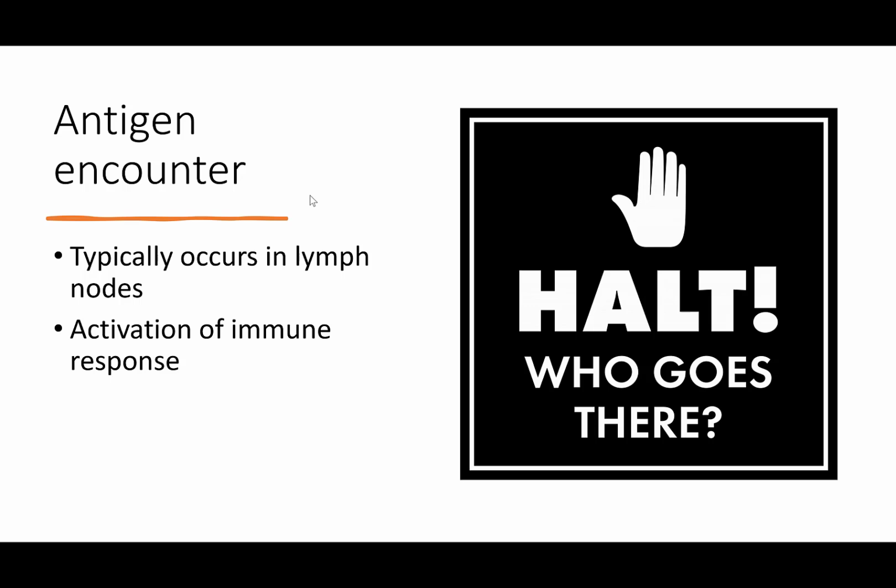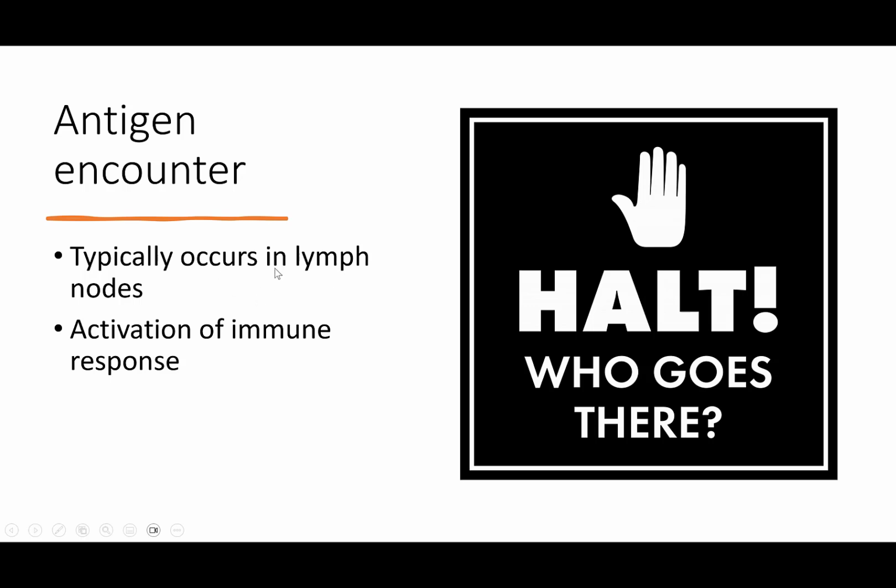Well, where does this antigen encounter typically happen? It can happen anywhere in the body, but most often it happens in the lymph nodes. We'll see why it tends to happen in the lymph nodes when we get to blood circulation. When you feel miserable and your joints start to hurt, especially in your armpits and right underneath your jawline can feel kind of swollen. That's because there are some lymph nodes there.